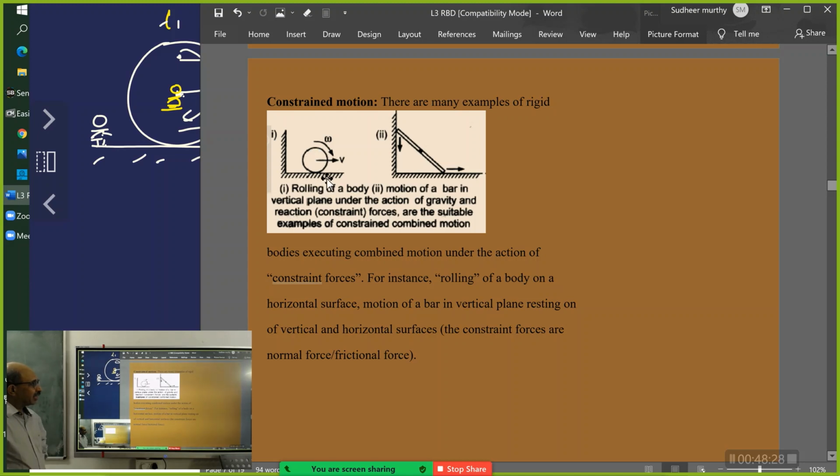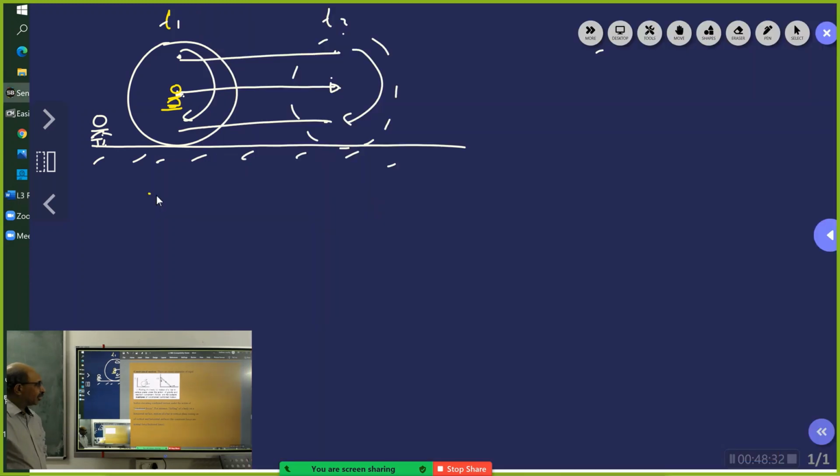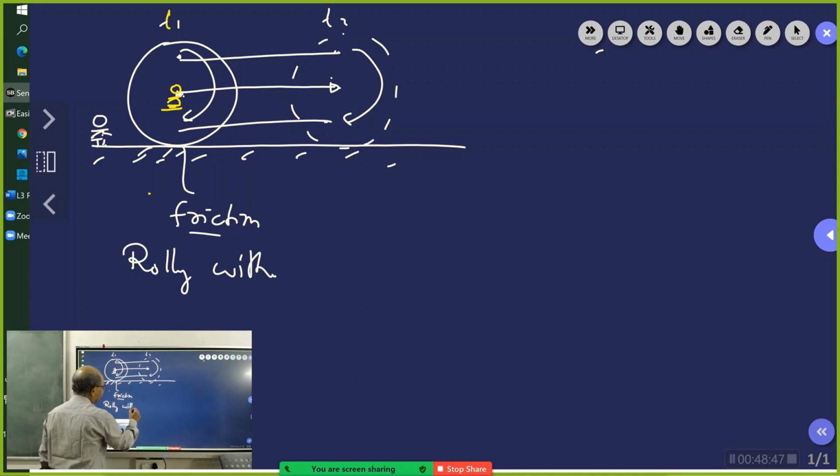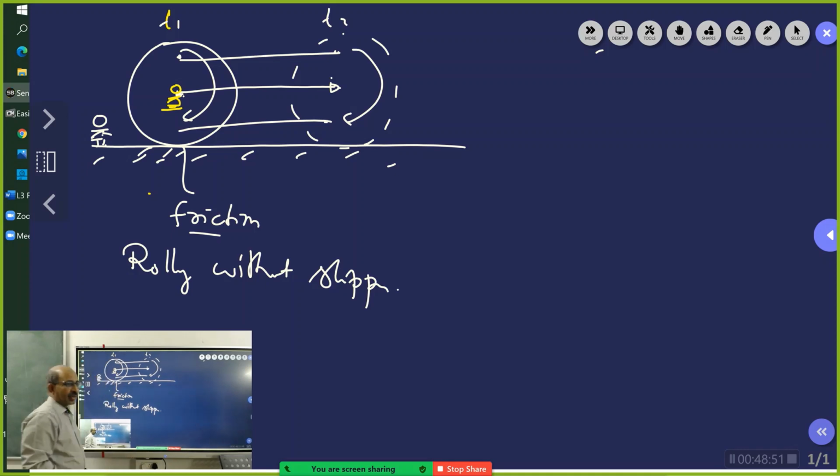So you can see here that there is friction. This body is rolling. And there is friction. But remember, while I say it is rolling without slipping, then this friction is static. So this friction is only to support.